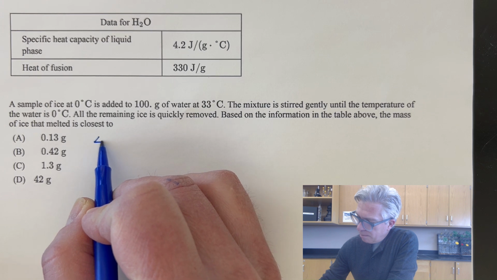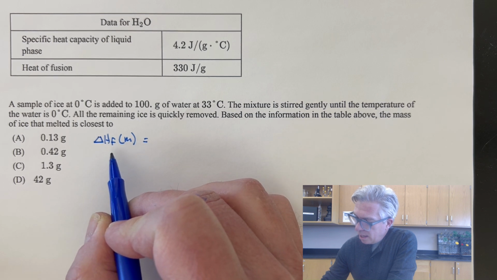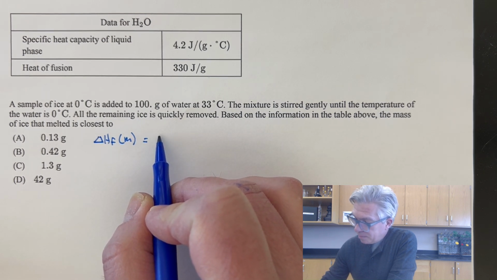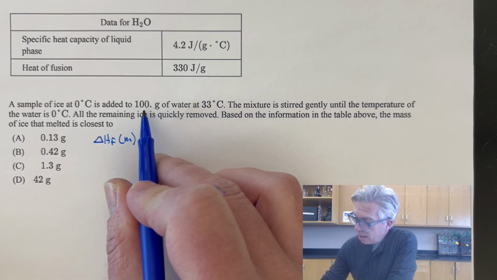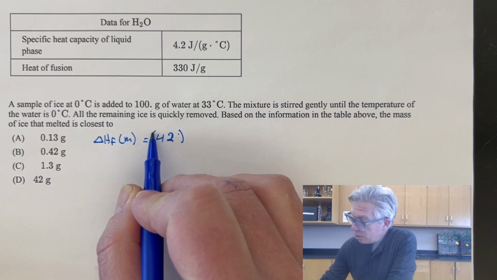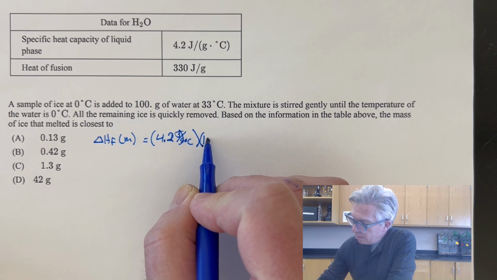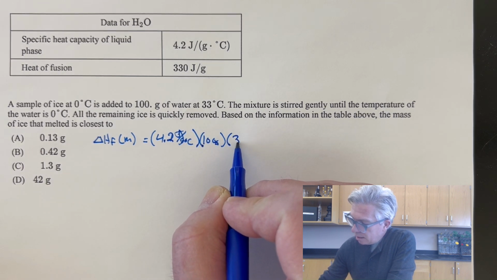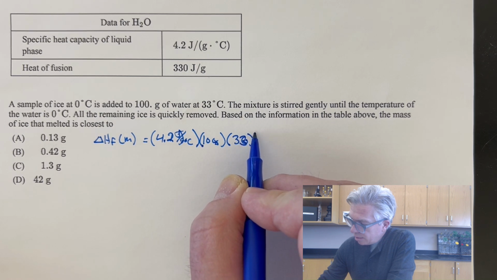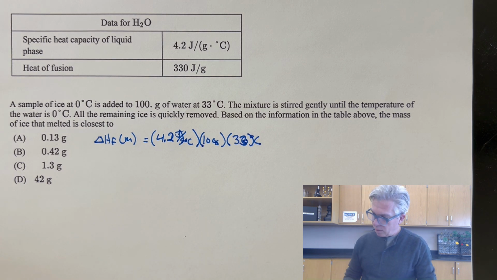Okay, so basically we have the heat of fusion times the mass, and the energy it took to melt that is going to be equal to the energy that the water lost. 4.18, we'll use 4.2, just like they said, joules per gram degree. The mass is 100 grams, and the temperature change is 33. Okay, so it went from 33 down to 0.